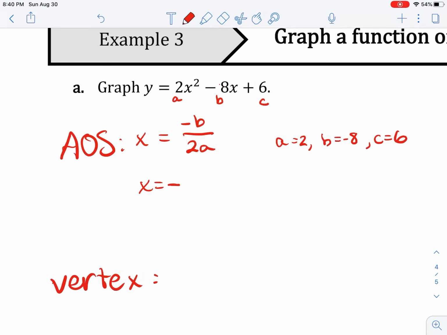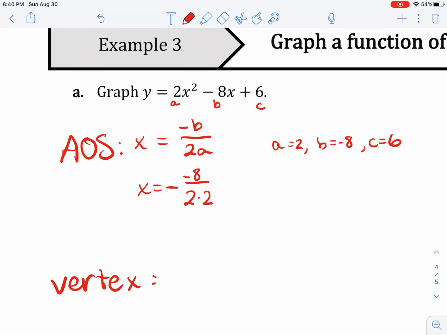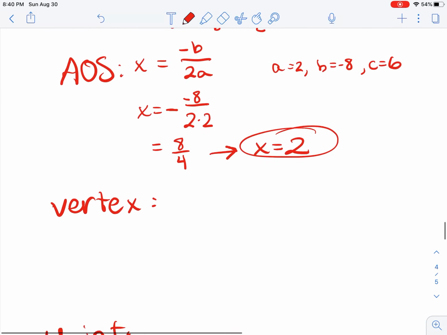So when I plug this in, I have x equals negative, and then we have another negative 8 over 2 times 2. So don't forget this negative goes along even if your b is already negative. You need to put both. So when you simplify this, negative times a negative becomes a positive, so we have 8 over 4. So our axis of symmetry is x equals 2.